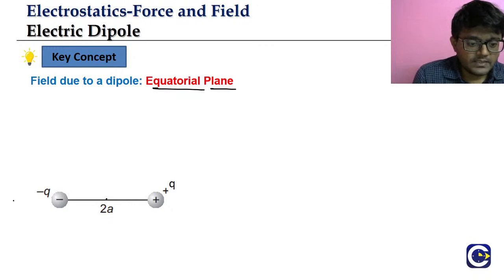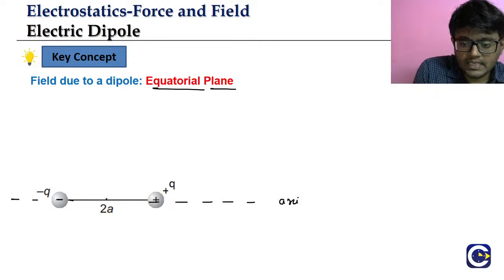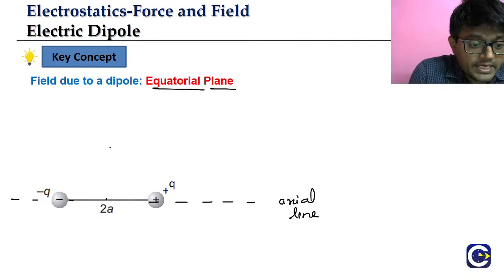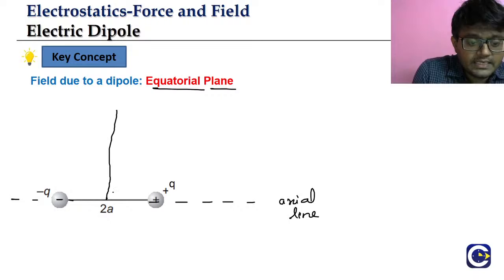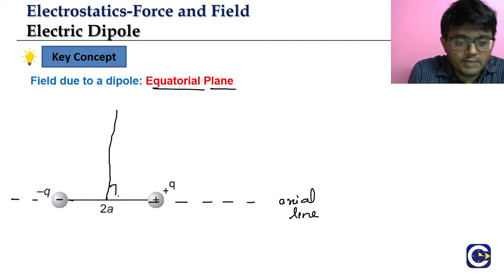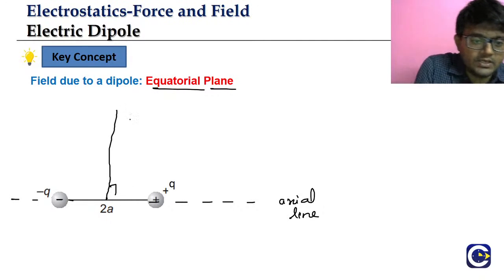Now look, the line we took earlier, we called it the axial line. Not like that, look at this: the perpendicular bisector. What is the perpendicular bisector? The line that divides the length of the dipole into two parts and is perpendicular to the axial line. We will call it the perpendicular bisector.